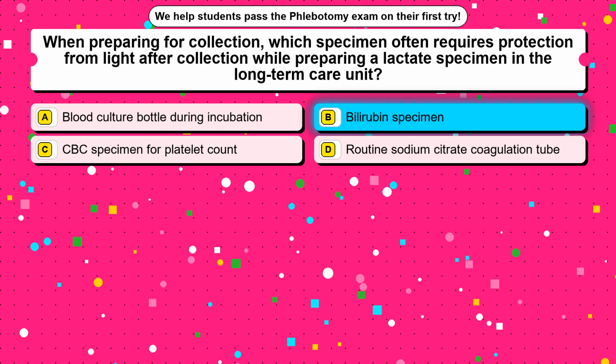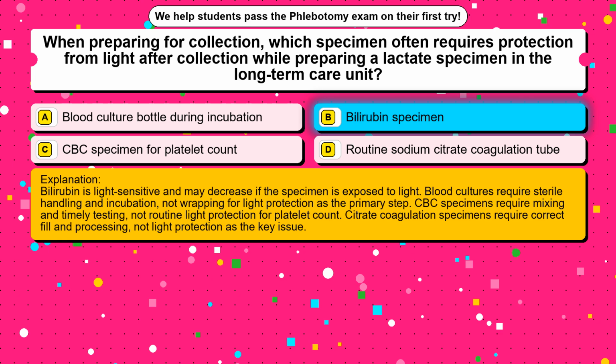The correct answer is option B. Bilirubin specimen. Bilirubin is light sensitive and may decrease if the specimen is exposed to light. Blood cultures require sterile handling and incubation, not wrapping for light protection as the primary step. CBC specimens require mixing and timely testing, not routine light protection for platelet count. Citrate coagulation specimens require correct fill and processing, not light protection as the key issue.